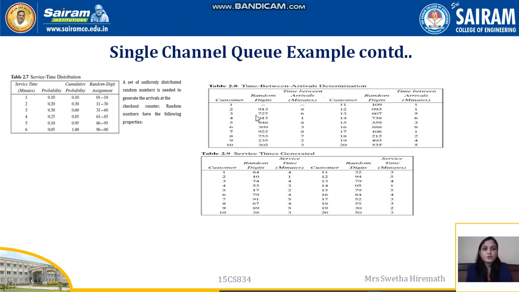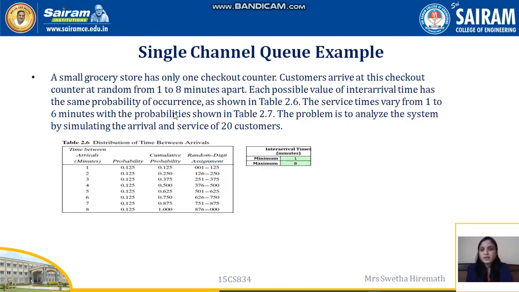Here we have 20 customers. For those 20 customers, we need to take the random digits. Random digits will also be given in the question. Once we have those random digits, we go for time between arrivals. For example, 913: we have to check it in the time between arrivals.